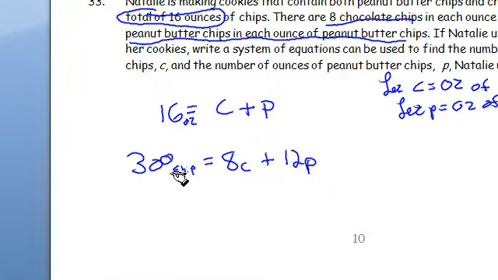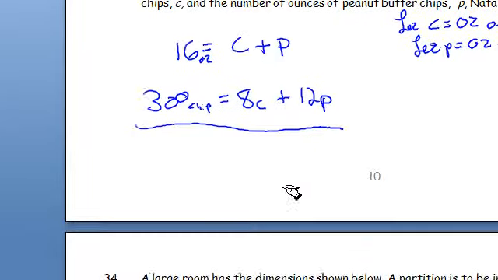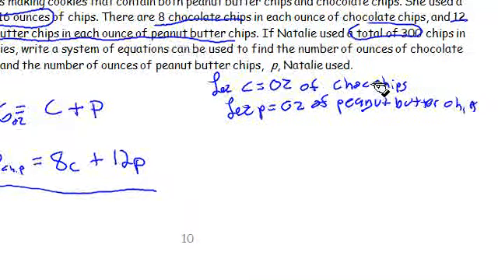So we know that we use 300 chips, and we use 8 chips per ounce of chocolate and 12 chips per ounce of peanut butter. And so this expression would represent the total. And so here's the system right here. This is the system you'd use to find C and P, C the ounces of chocolate chips and P the ounces of peanut butter chips.